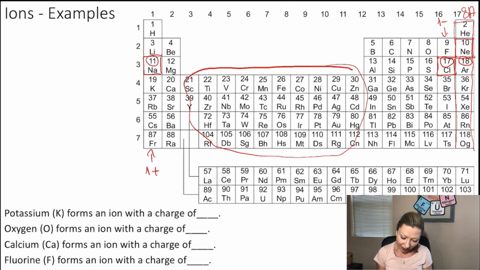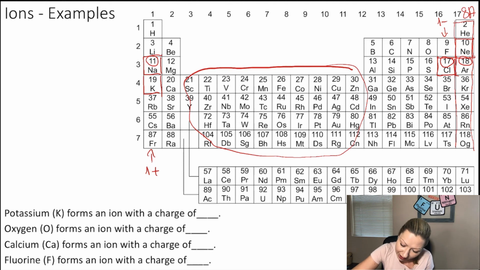So let's take a look at some examples. What's up with potassium? Where is potassium? Let's try to find it in the periodic table. It's number 19, right? Which noble gas is closest to potassium?